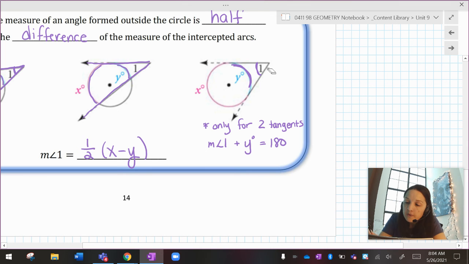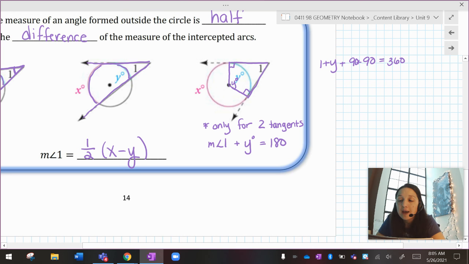Now, how come that's true? Well, because of the other rule that says if I connect a radius to a tangent, I get a 90-degree angle. And if I connect this radius to that tangent, I get a 90-degree angle. That makes a central angle, and a central angle equals the arc. So this angle right here would be y degrees. In this quadrilateral that I just created, 1 plus y plus 90 plus 90 all have to add up to 360. Quadrilateral angles have to add up to 360. And if I subtract 180 from both sides, I get angle 1 plus y is 180.